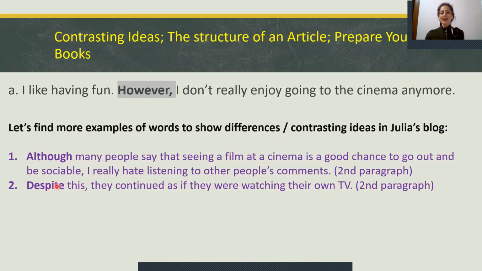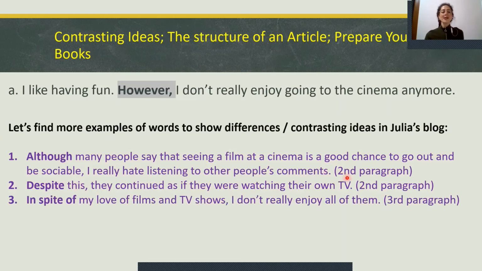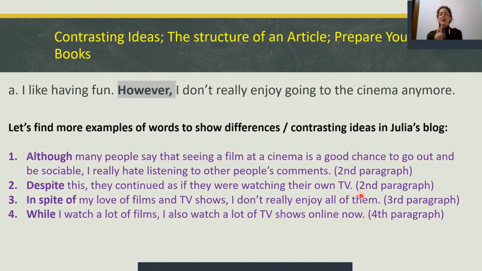So despite plus noun or noun phrase in the second paragraph, you see this example, and in spite of, after in spite of, we use a noun phrase, my love of films is a noun phrase, and there comes a full sentence. In the third paragraph, you see this example, and in the fourth paragraph, you see while. It's very similar to although: while I watch a lot of films, I also watch a lot of TV shows online now. Okay, guys, these are the examples used in Julia's blog.